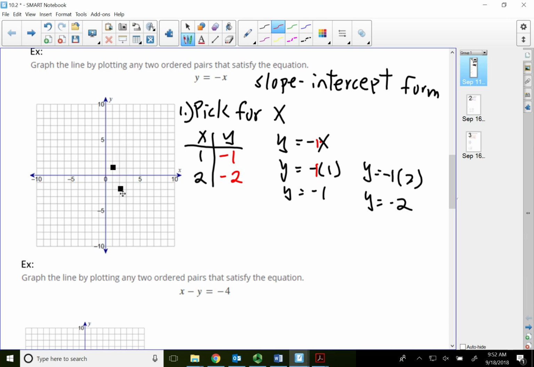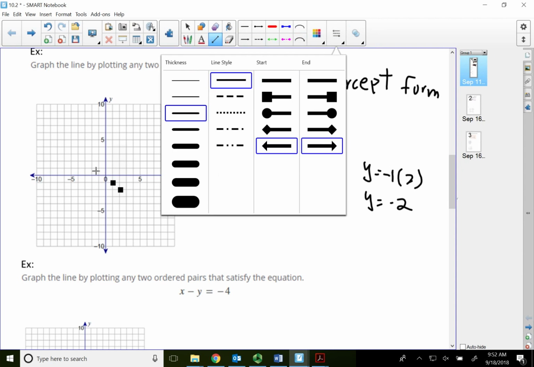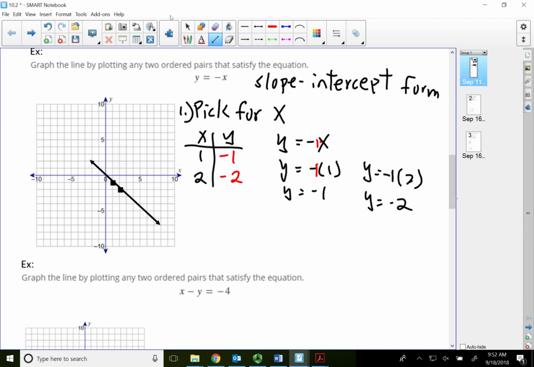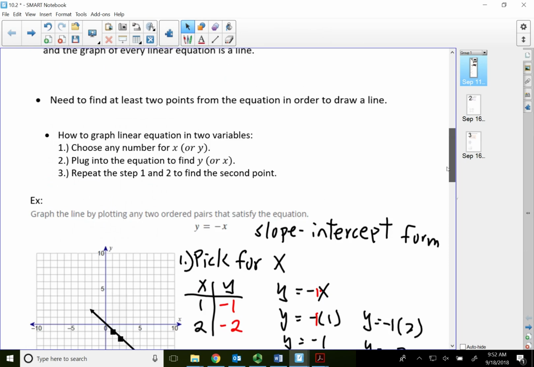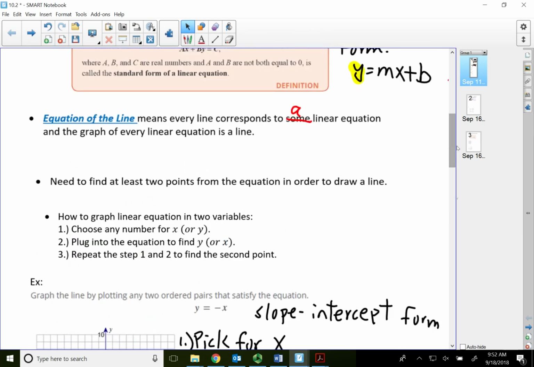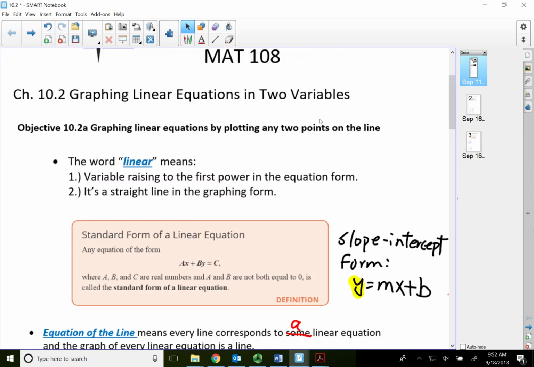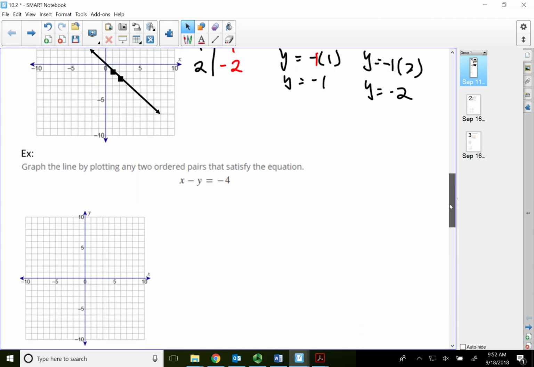Oh, Lord, I plotted the first point wrong. It should be to the right 1, down 1. Sorry about that. Then to the right 2, down 2, that'll be right there. Once you click on the second point, the homework should draw the line for you automatically. I'm just going to sketch it here. So this method is basically the most fundamental method: simply finding 2 points of the line, plotting them, and drawing a line.